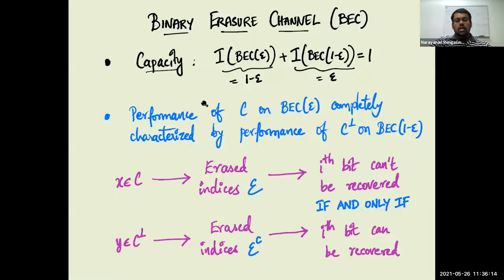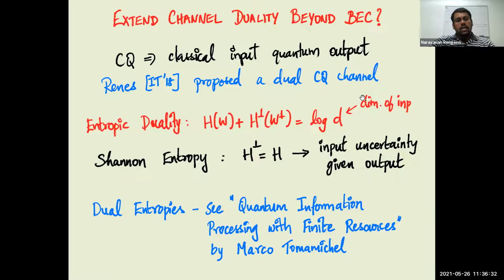More generally, the performance of a code on the BEC(epsilon) is completely characterized by the performance of the dual code on the dual channel, which is BEC(1 minus epsilon). This can be established in terms of entropies, in terms of EXIT functions, in terms of block error rate, and so on. Now, can we extend this beyond the BEC case? Can we define a more general version of dual channels?